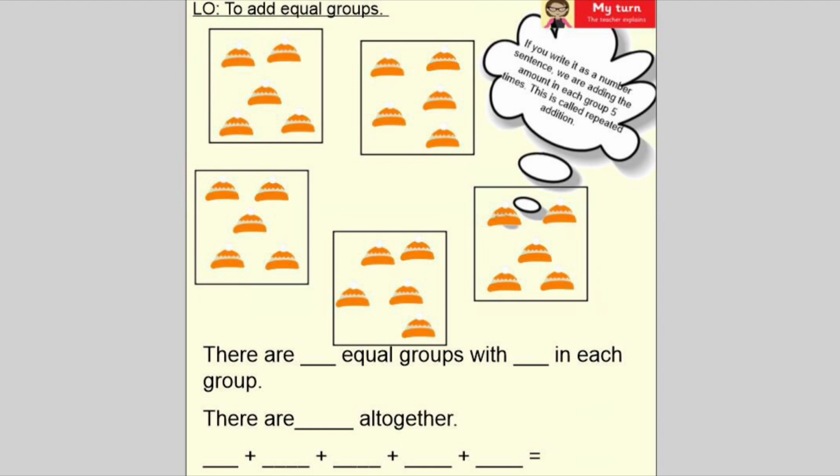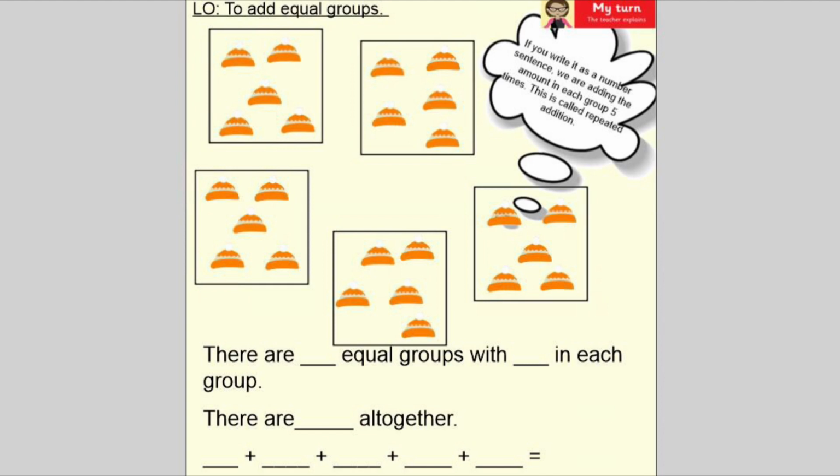Here's our first question then, and it's asking us for lots of information. There are equal groups with in each group. There are all together, add add add add equals. Okay, let's start with the first part. How many equal groups are there? Let's count. 1, 2, 3, 4, 5.